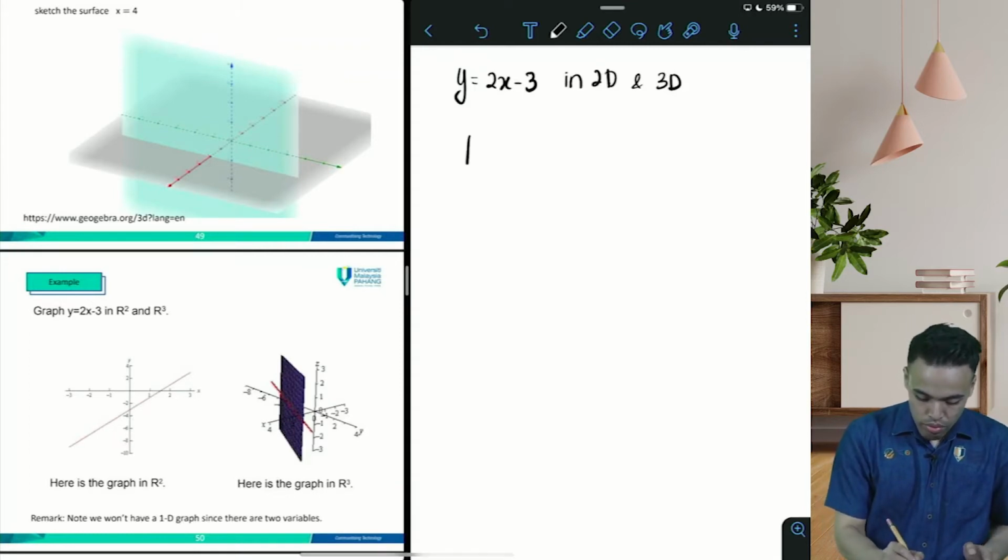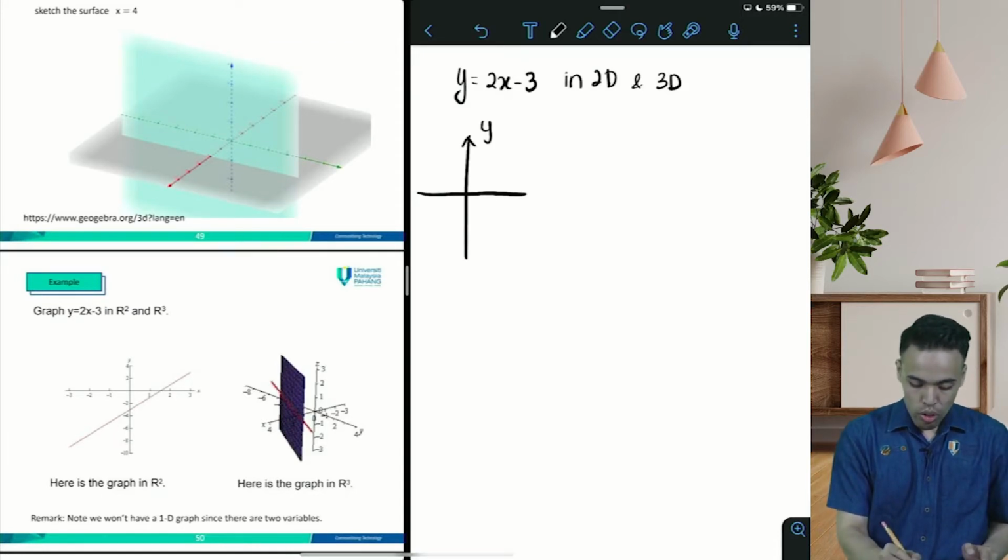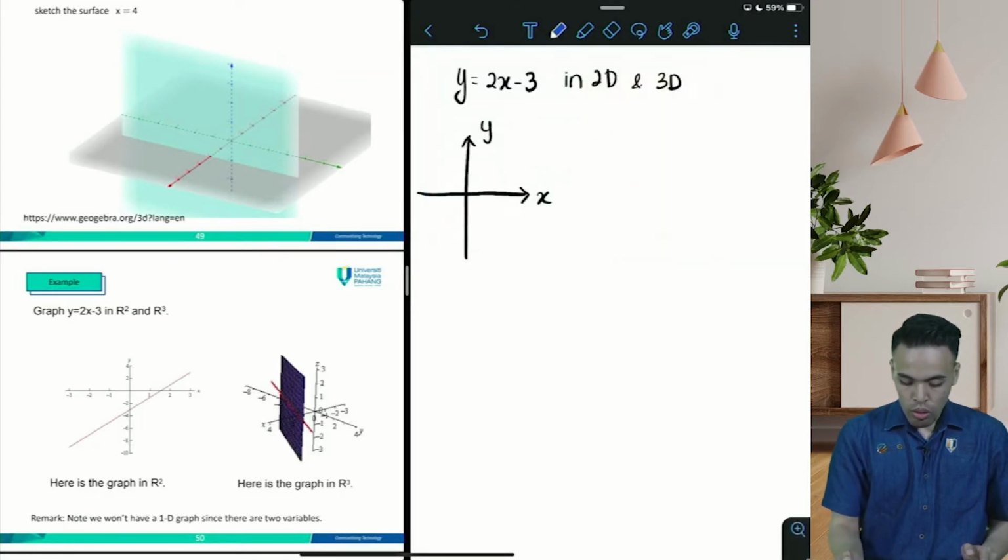Alright. And right now, I'm trying to sketch two axes in a two-dimensional coordinate system that involve y and x. I know for sure that y is equal to 2x minus 3. What should I do? I have to determine the x and y intercepts.